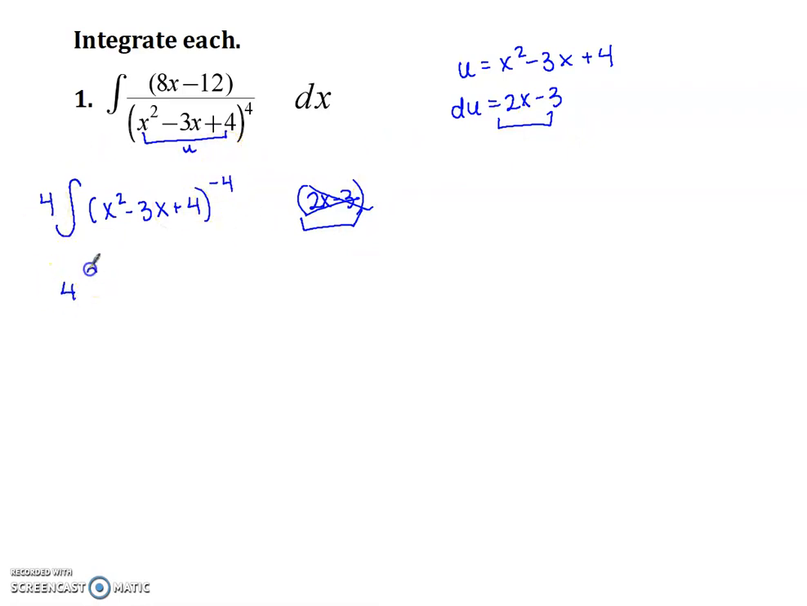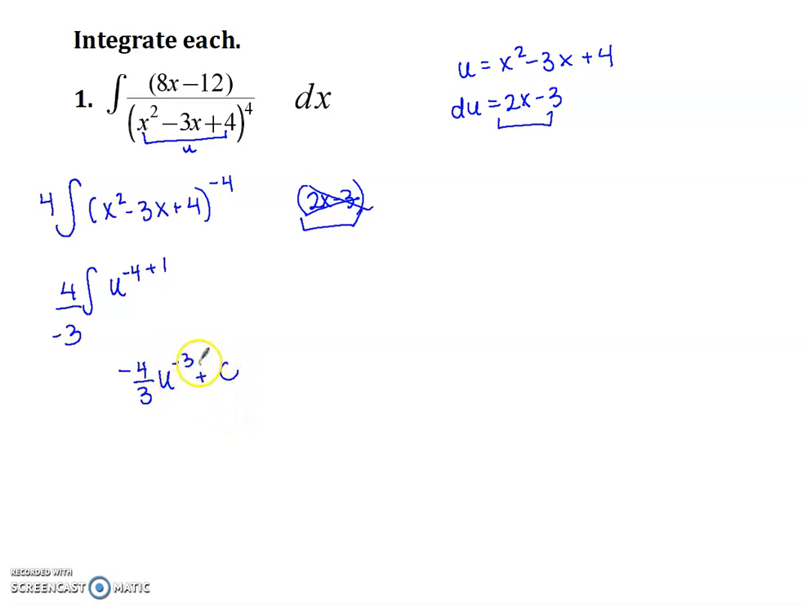So you can switch it to be a u. Then we're just going to do the antiderivative. So we're going to add 1, divide by that new exponent, and I'm going to go ahead and just divide the 4 that's already out here by it. So that will give me negative 4/3 u to the negative 3 plus c.